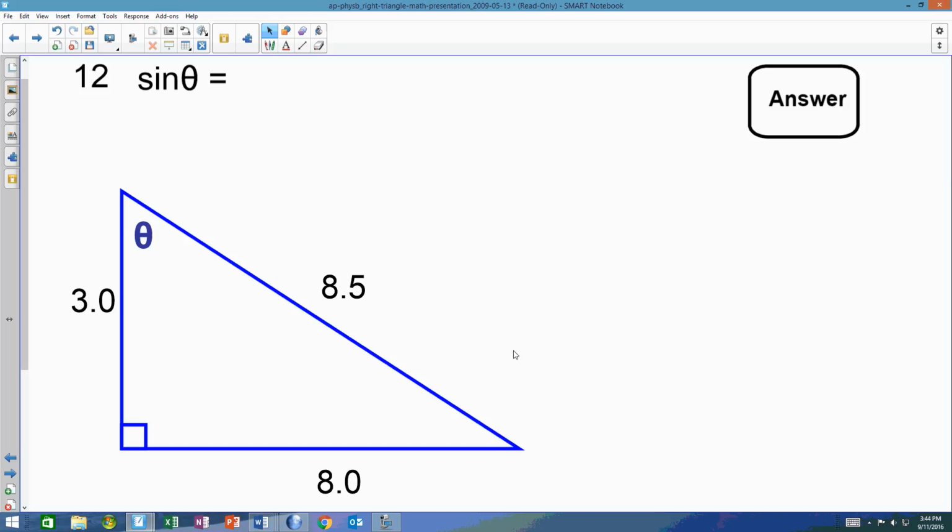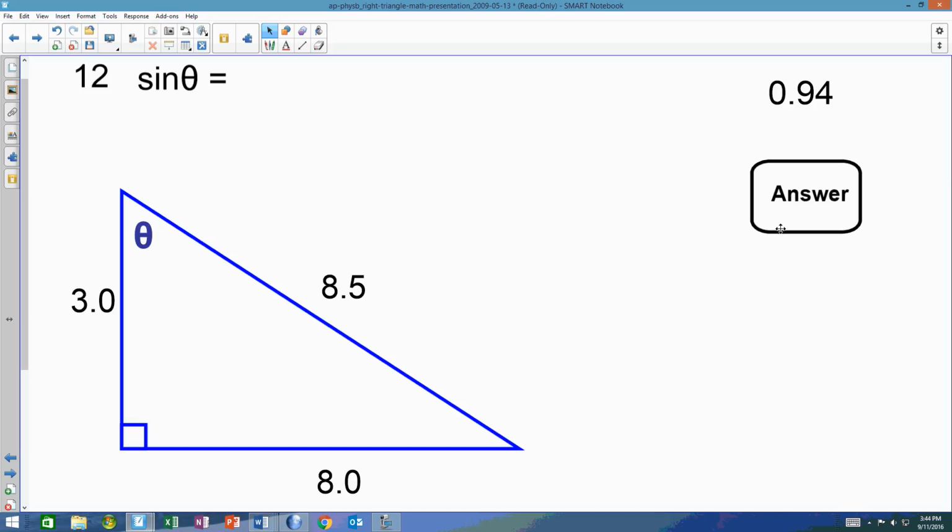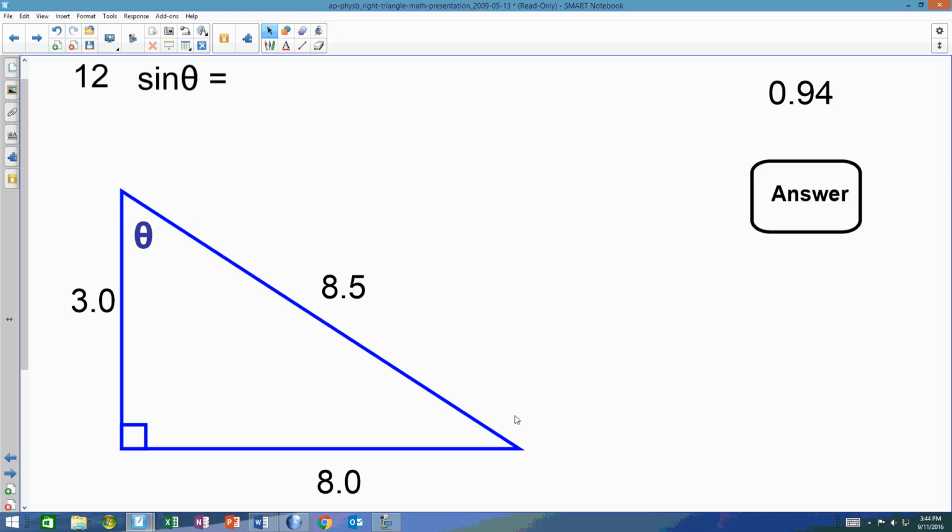Okay, so here we have three sides of the triangle, and we want to solve for sine theta. Go ahead and pause your video now to solve for sine theta. Okay, so let's take a look at the answer. Hopefully you got 0.94. Notice here they don't want you to solve for theta. They wanted you to solve for sine theta. So how would we do that? Well, you take the opposite side, which is 8, and you divide that by the hypotenuse, which is 8.5. And that gives you 0.94.